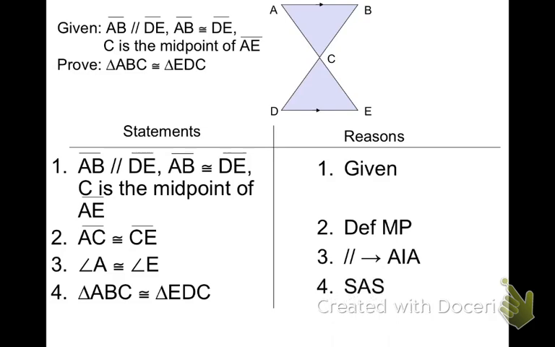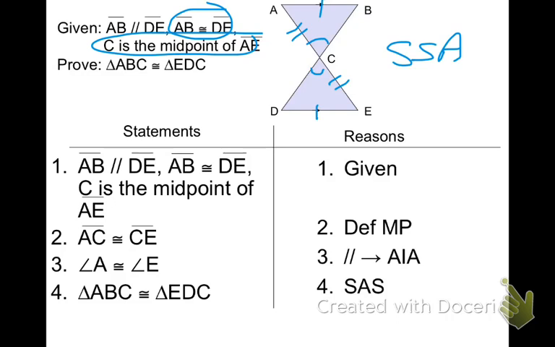We didn't use the vertical angle, and the reason why we didn't use the vertical angle is if we talk about side AB being congruent to side DE, that's given. If we talk about AC being congruent to CE, definition of the midpoint, and then we talk about these angles being congruent, that's again our infamous side-side-angle. Don't want to use that. That does not prove congruence.